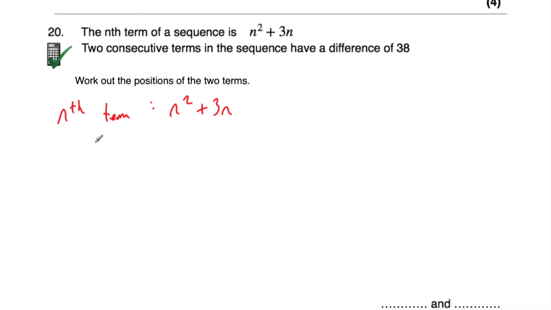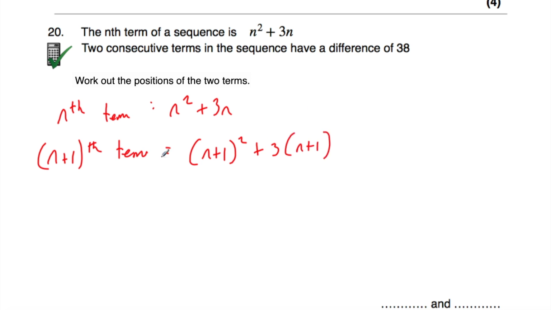So if we were to look at the next term in the sequence, that would be the next one along. So instead of being the nth term, it would be the n plus 1th term of the sequence. And then that would be equal to, and instead of having n, we're going to have n plus 1. So we'd have n plus 1 squared plus 3 times, and instead of n, it would be n plus 1. So that would be the n plus 1th term in the sequence, the next term in the sequence. So we've got two consecutive terms.